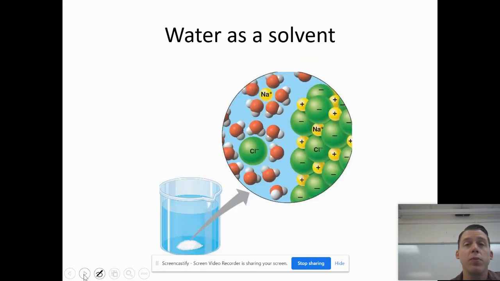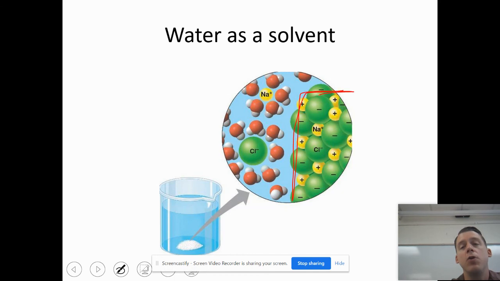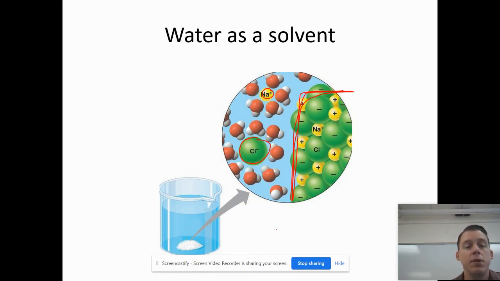That's another important property. Here we have a picture of water dissolving salt. This is a big chunk of salt, maybe a granule of salt, and the water is dissolving it piece by piece. Slowly, water can dissolve salt.